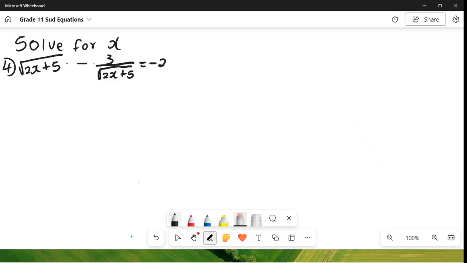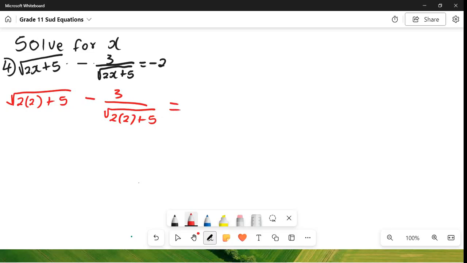Which one can we start with? Let us start with +2. Let us substitute x by +2. Then we'll have the square root of 2 times 2 plus 5, minus 3, over the square root of 2 times 2 plus 5. All of this on the left hand side must be equal to -2. If it's not equal to -2, then that value of x is wrong.